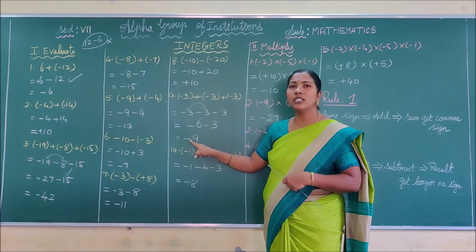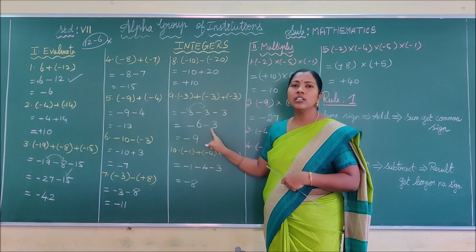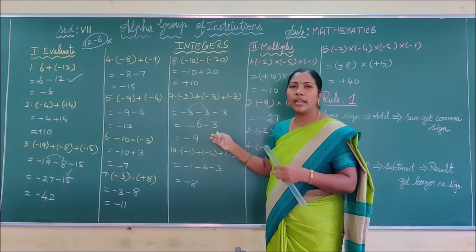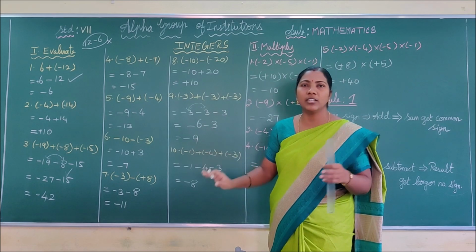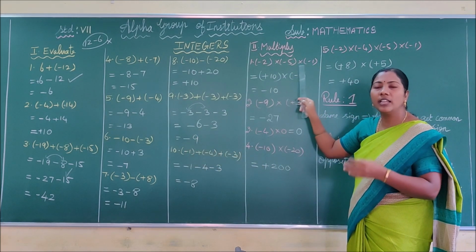But many of the students in this step write minus into minus plus 9, 6 into 3, 18. It's a blunder mistake, children. This is the addition subtraction sum. No need for multiplication. A multiplication sum means they give the multiplication symbol in between the integers.